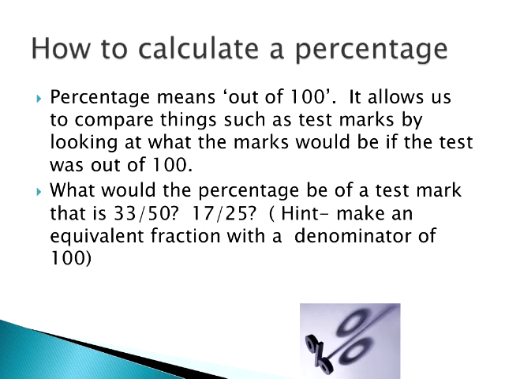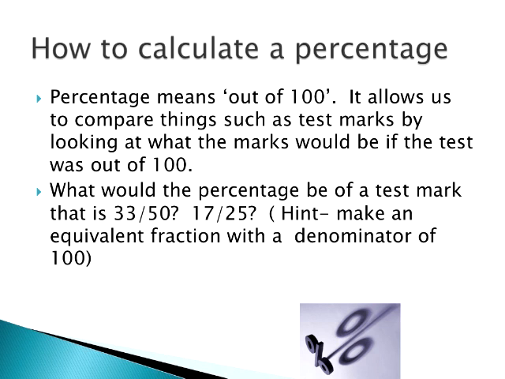All right. So how to calculate a percentage? Percentage means out of 100. It allows us to compare things like test marks by looking at what the marks would be if the test was out of 100. So if it's 33 out of 50, what would the percentage be? 66 out of 100, says William, which turns into the decimal 0.66, which is 66%.